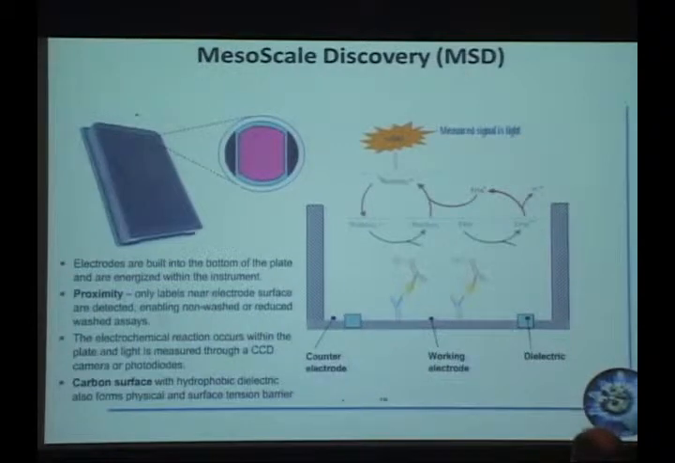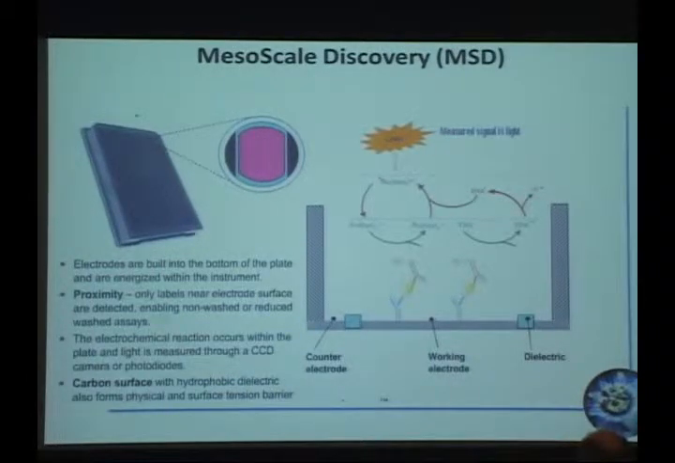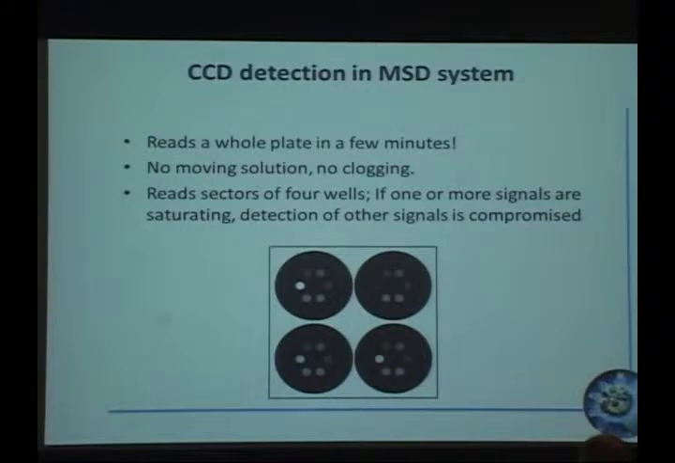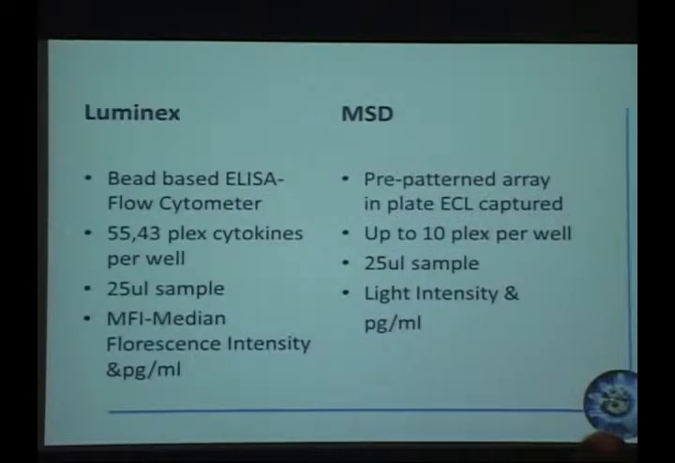So for the mesoscale platform, this pre-patterned array, again, you're building a sandwich immunoassay at the bottom of the well, and you will see that the signal is intensified using the chemical reaction there, and the reaction actually emits light, and the light is captured with a CCD camera. So the sector imager, which is the instrument, reads sections of 4 wells at a time. It's very fast, and it completes a plate in minutes, whereas the Luminex is a little slower in terms of the capture of the data.